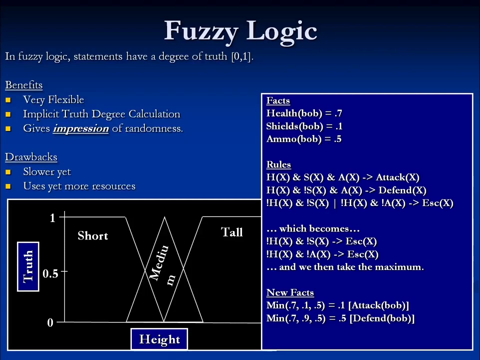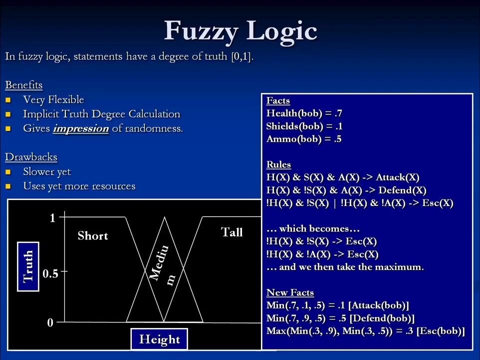Our next two rules in the system, generated by splitting the OR, will calculate the not health value first. If his health is 0.7, not health is 0.3. We've already calculated not shields to be 0.9. The minimum of 0.3 and 0.9 is 0.3. So the first calculation for Bob's escape tendency is 0.3, but we have another value to calculate. We already know that not health is 0.3, so we need to calculate not ammo. If his ammo is 0.5, 1 minus 0.5 is 0.5, so not ammo is also 0.5. The minimum between 0.3 and 0.5 is 0.3. So we have our second calculation for Bob's escape tendency, which is 0.3.